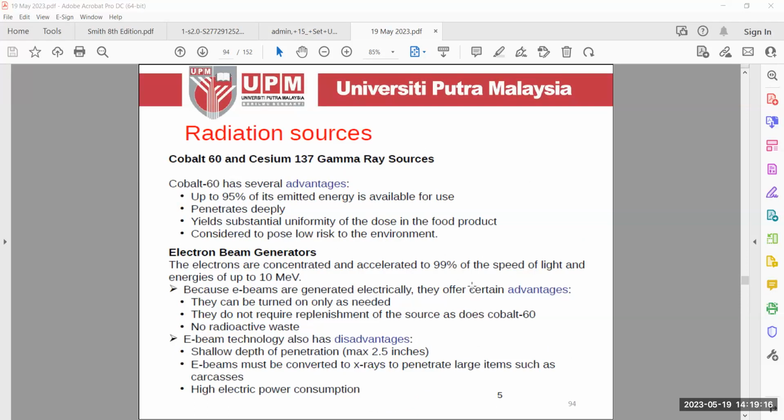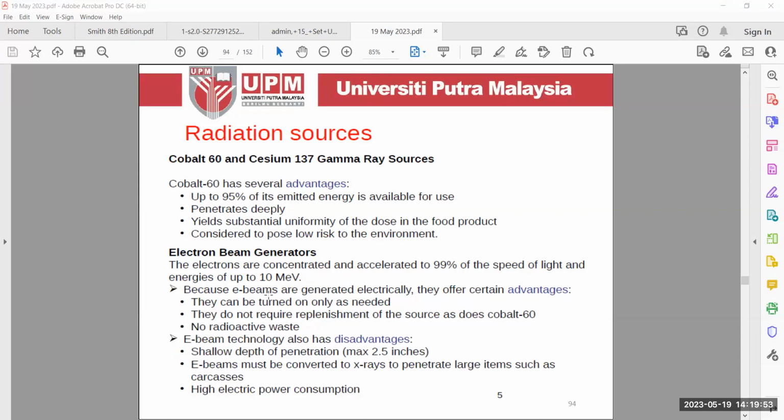Basically, you would have cobalt-60 and cesium-137, which are gamma rays, the traditional ones. Up to 95% of emitted energy is available for use, and it penetrates deeply and yields a very substantial uniformity of the dose in the food product, and is considered to pose low risk to the environment. Another type is what we call the electron beam generator, or e-beam. This one is concentrated, accelerated to 99% of the speed of light, with energies up to 10 MeV.